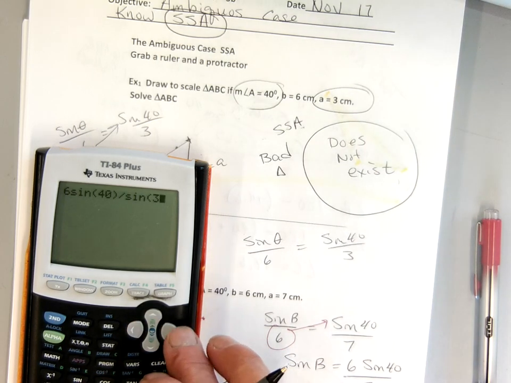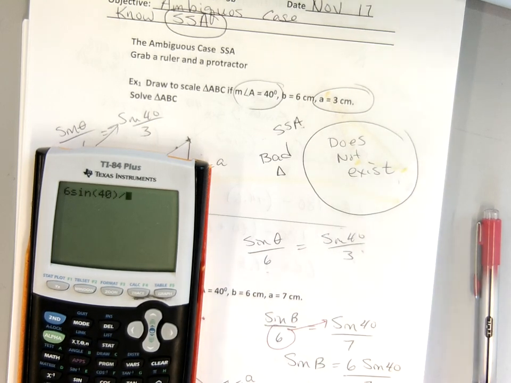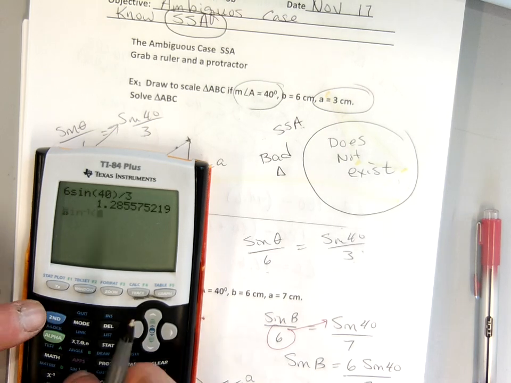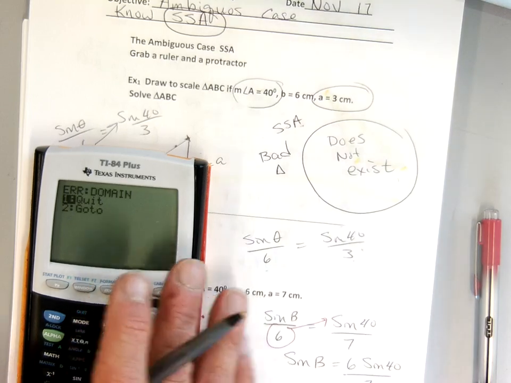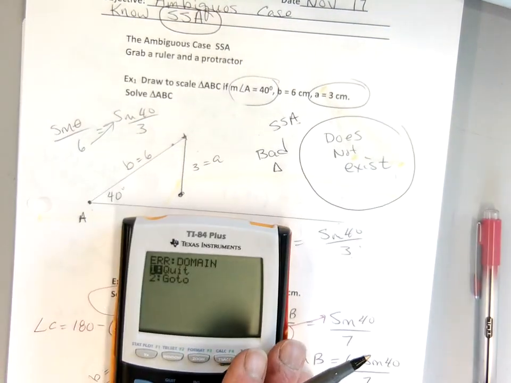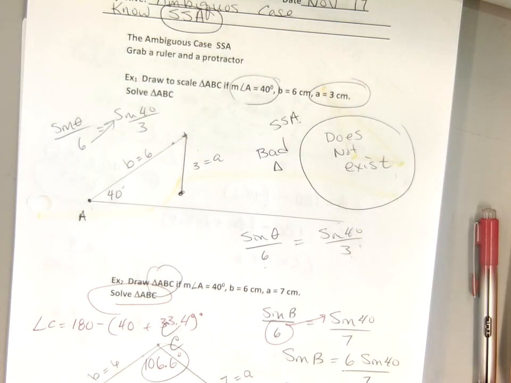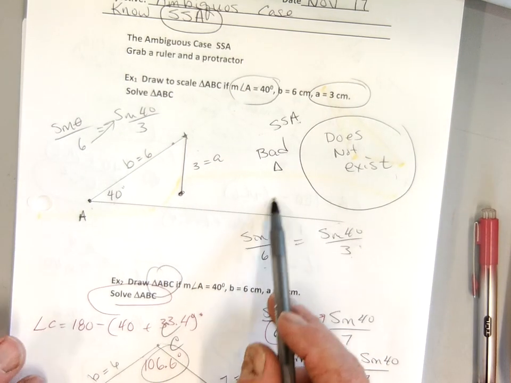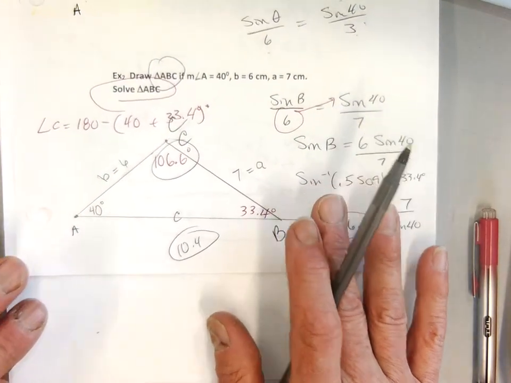Whoops, I'm clear. Hold on, delete. Sine of 40 divided by 3 times 6. And if I do the sine inverse, because I'm looking for the angle, that answer won't work. So if you happen to do this problem without drawing to scale, you come across that, something's weird. Did I draw it wrong? Did I set it up wrong? No. You didn't do anything wrong at all. It just doesn't exist.